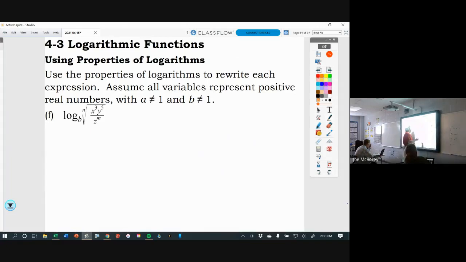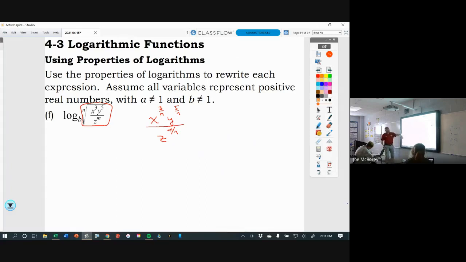So this piece right here is the same thing as x to the 3 over n, y to the 5 over n, all over z to the m over n. Y'all good with that?